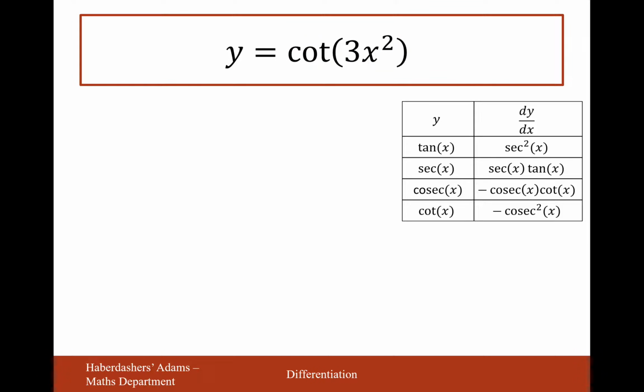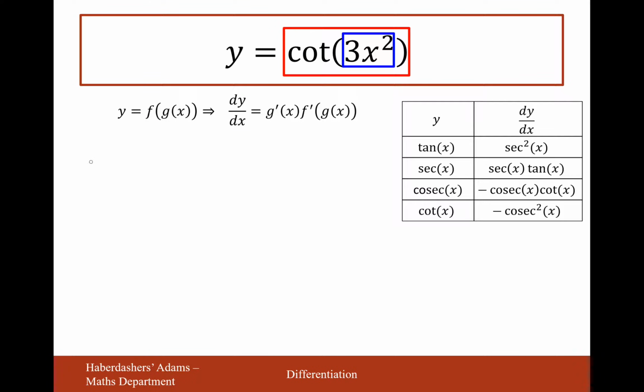Moving on to the next one, cot 3x squared. Well, in this case here we have an inside function and an outside function. So let's get started on this differentiation. The inside function is 6x differentiated. The outside function cot differentiates to minus cos x squared 3x squared. And that's the final answer to this question.